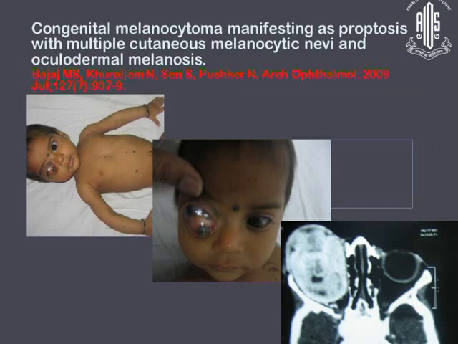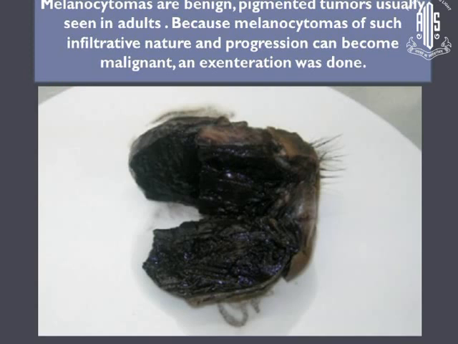A very rare case which was reported by us, this is orbital melanocytoma. This child presented with proptosis since birth, and you can see the blackish lesion, along with multiple nevi all over the body, and on imaging hardly any ocular structures visible. So this was a congenital melanocytoma, infiltrative in nature, and this entity can progress to malignancy. So exenteration was performed, and this is the cut surface. You can see no ocular structures visible.